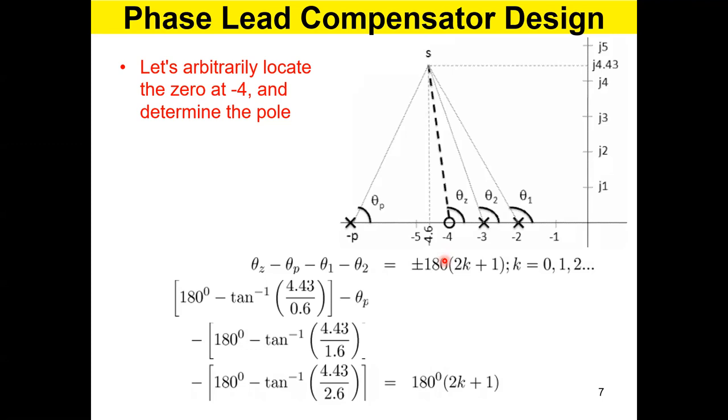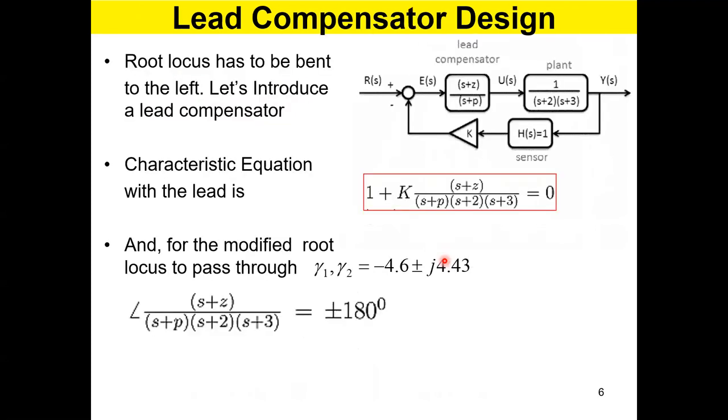You can say, I will place the zero and calculate the pole. So, you have only one equation. You cannot solve two unknowns using one equation. So, you can arbitrarily fix one of these two, either Z or P, and then calculate the other one. That's okay. It's a design problem. Design is not unique here. There are multiple designs leading to the same outcome.